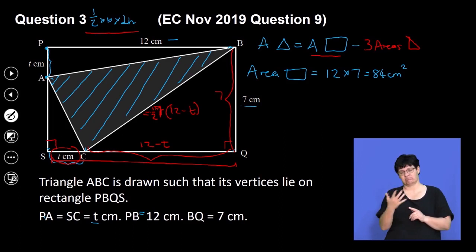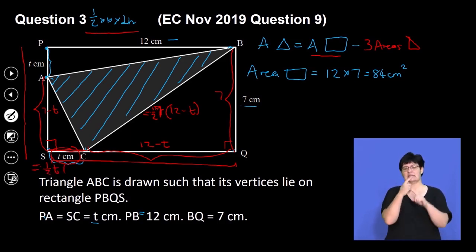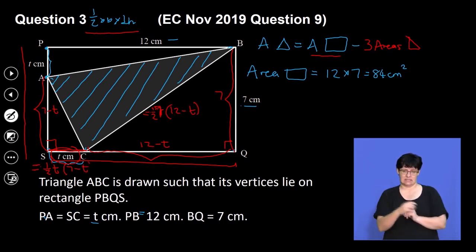All right, this little triangle over here, also a right-angled triangle. So this base is t, and the perpendicular height, which is that length over there, is the whole breadth of the rectangle minus the t. So that is 7 minus t. Okay, so the area of that triangle is equal to a half times t times 7 minus t.